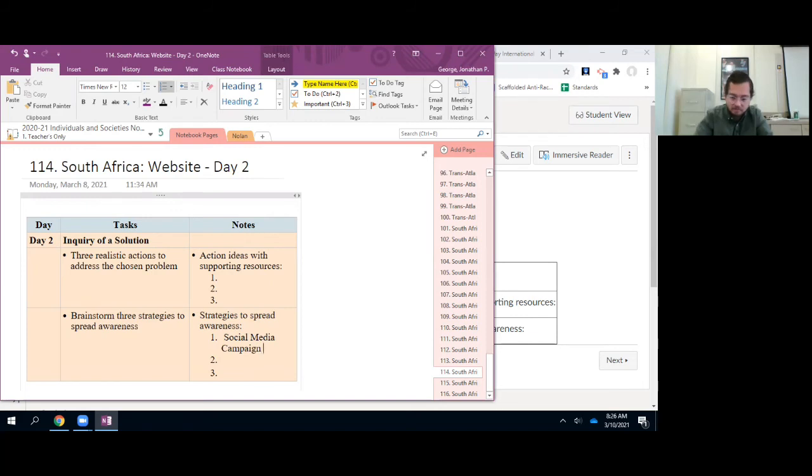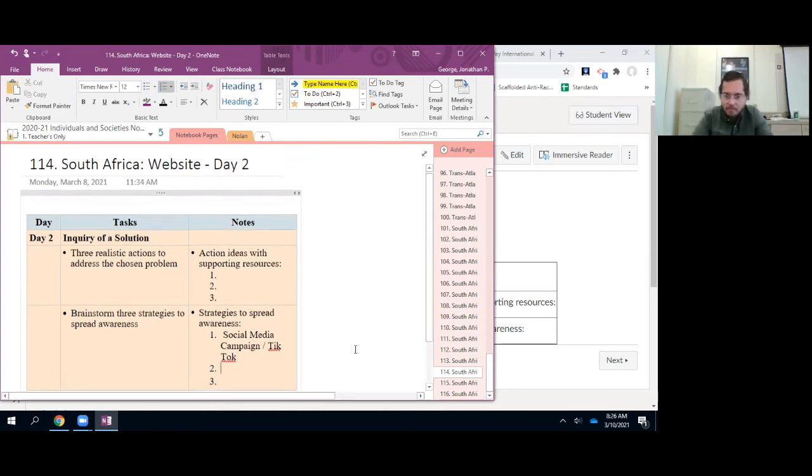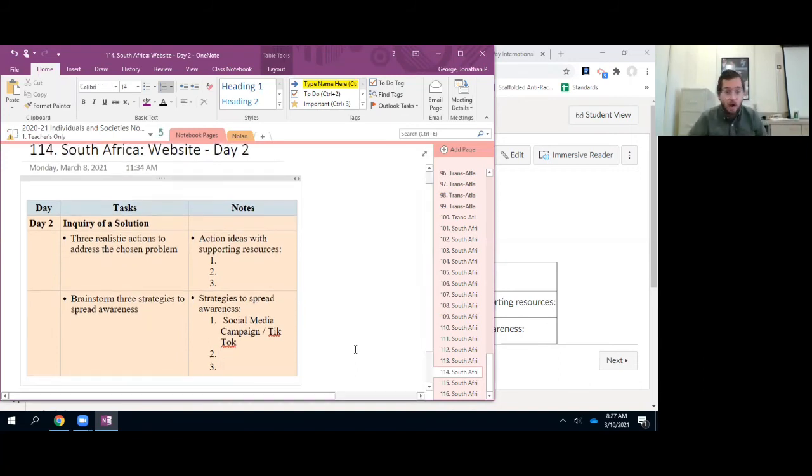You can come up with TikTokers on TikTok. You do a TikTok campaign. You could do ads promoting it on TV, YouTube advertisements, a YouTube channel. What are 3 ways that right now you could use to spread awareness about this? Then come up with a third one as well. All right, so that is your job today: to look into that, do some inquiry. 3 action ideas, 3 ways to spread awareness, and you're just getting this down in this organizer on page 114.